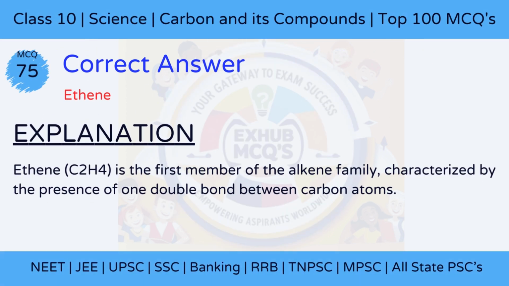The correct answer is option A, ethene. Ethene, C2H4, is the simplest member of the alkene family, characterized by a double bond between carbon atoms. It is widely used in polymer production.